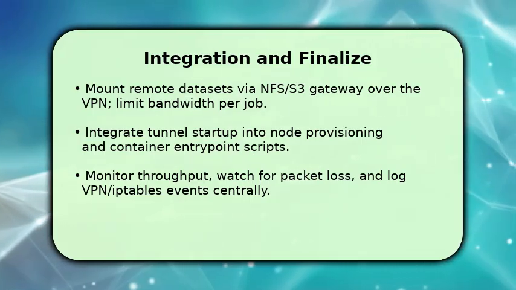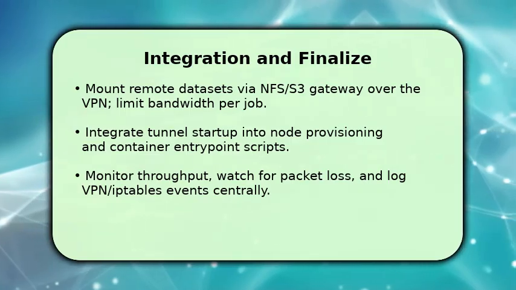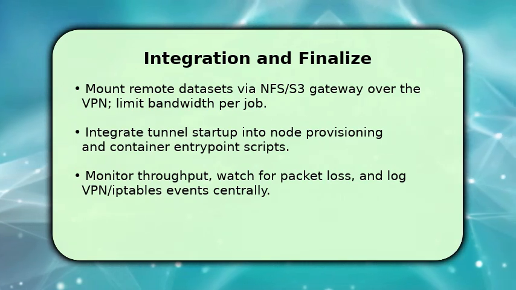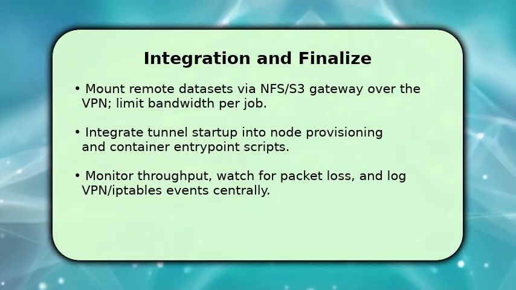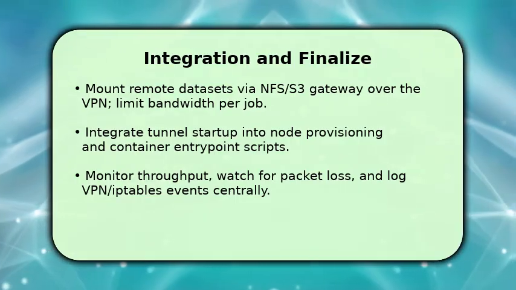Once running, wire monitoring and centralized logs for both VPN and IPtables, and add alerting for packet loss or high retransmits. If anything breaks, first check MTU mismatches, route tables, and firewall rules. Those three cause most failures.